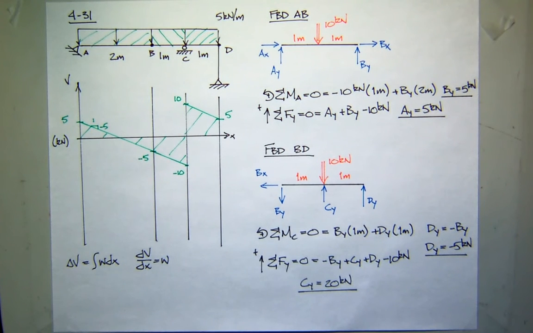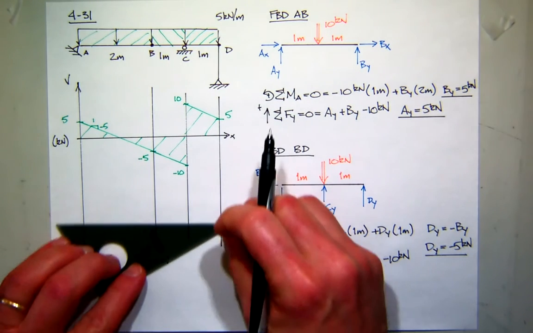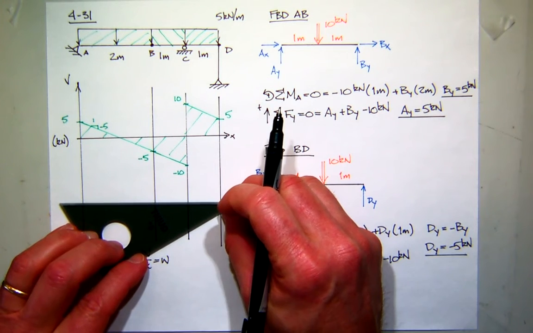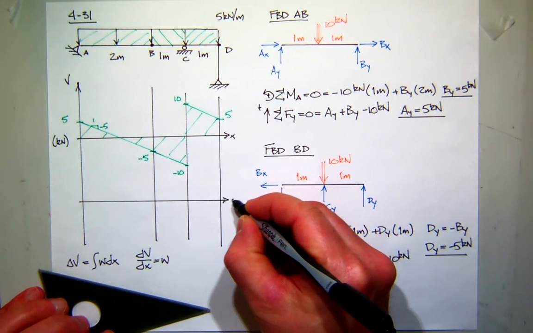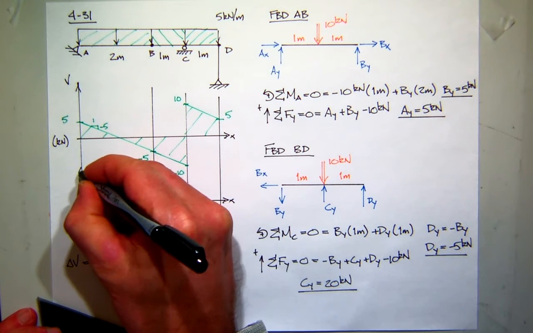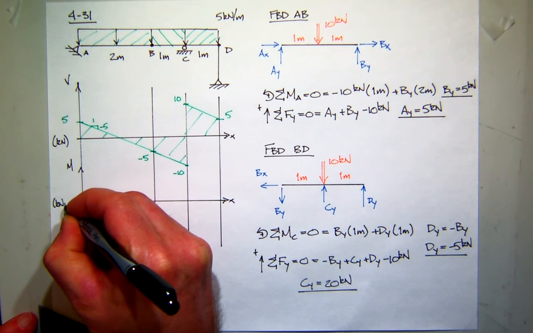Okay? Now let's do the moment diagram. I'm going to run out of room. I didn't give myself enough space, so I'll try to squeeze it in here. So there's our positive moment, and we'll be looking at kilonewton meters.